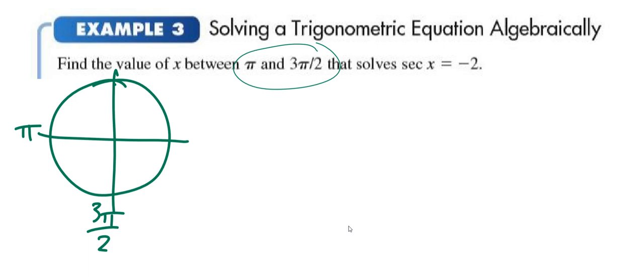That solves this equation, secant x equals negative 2. Alright? Secant x equals negative 2. Secant goes with which? Cosine. So the cosine of x is what? Negative 1/2. Reciprocals have the same sign. Don't fall into that opposite reciprocal trap of the slopes in geometry class. Reciprocals always have the same signs.